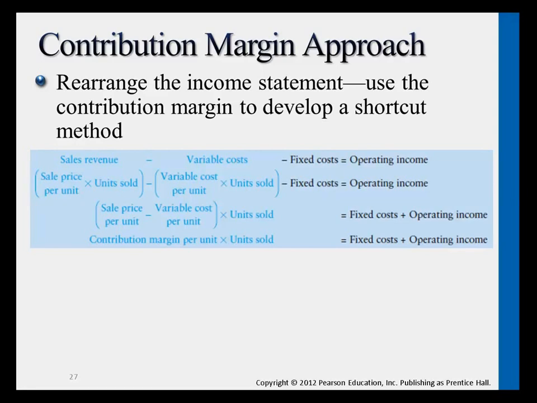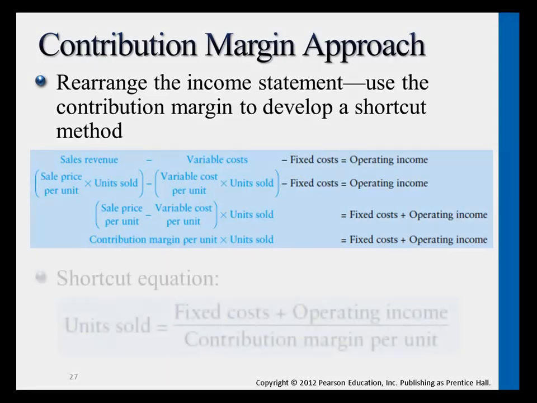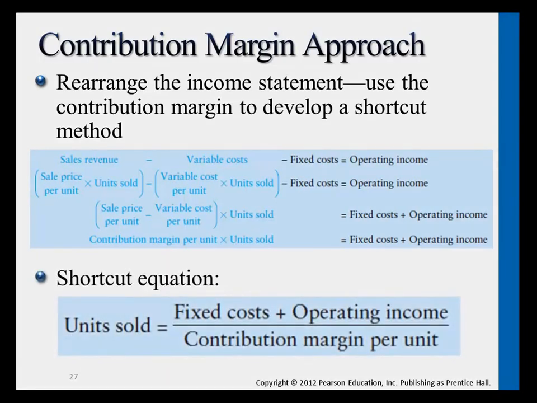If we divide both sides by contribution margin per unit, we're going to get units sold, right? So let's look at this. The other way around as well. So if I need to know how many units I need to produce to break even using the contribution margin approach, we're going to use this formula, right here. And that's your shortcut. So my units sold to break even is fixed cost plus operating income divided by contribution margin per unit. Right? Okay.